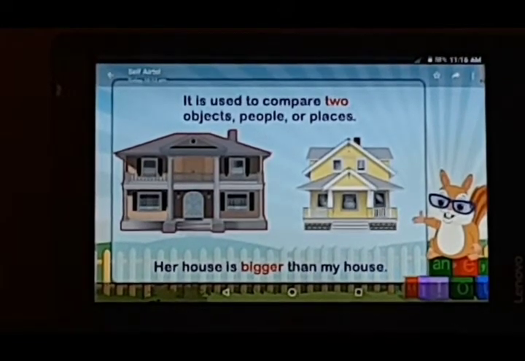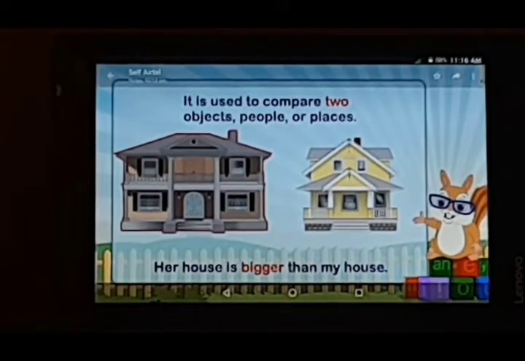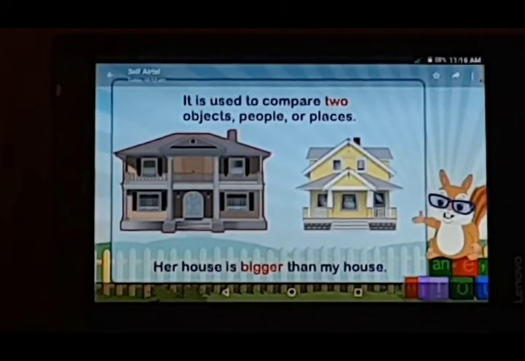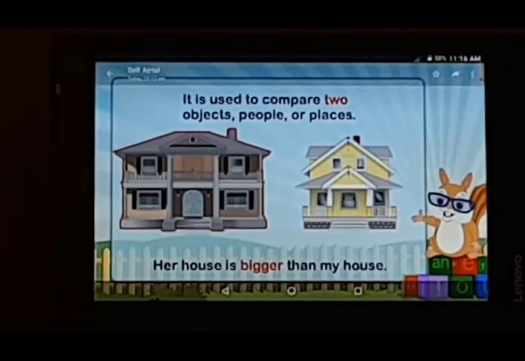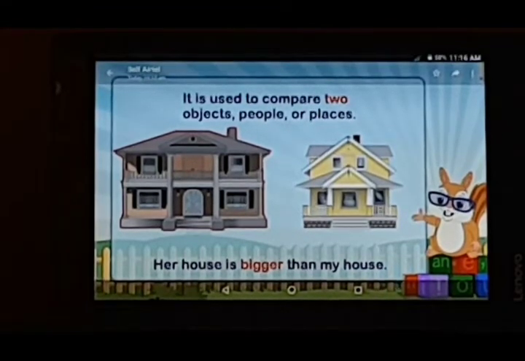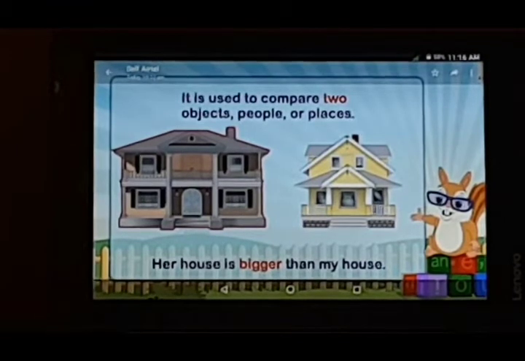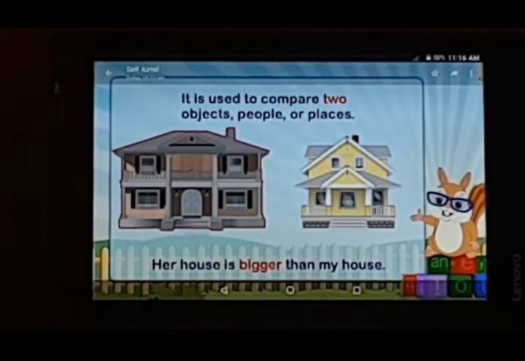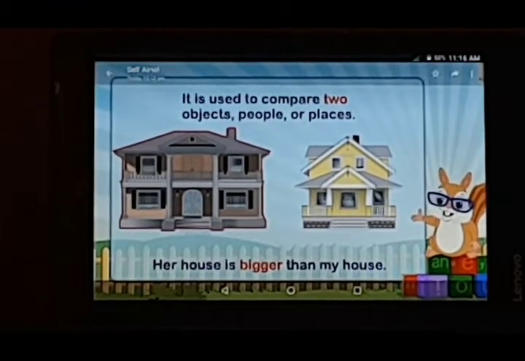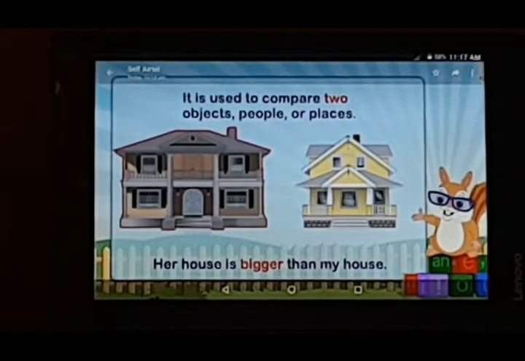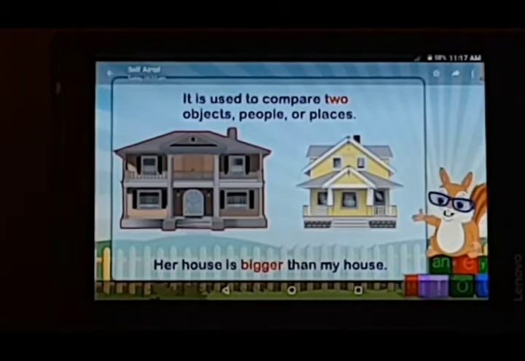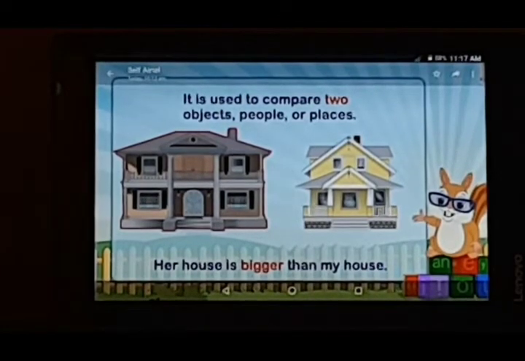Her house is bigger than my house. In the earlier one we used, she has a big house. That means there we were talking about one house. Now here we have two houses and we are comparing the size of these two houses. So big has changed into bigger. Keep on noticing, keep on observing these words also. So when we compare, we use words like bigger. Got it? That is the comparative degree.